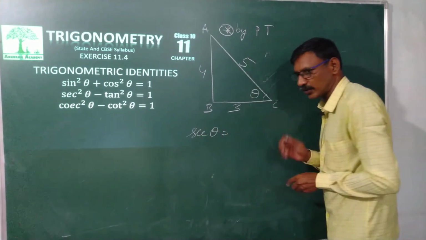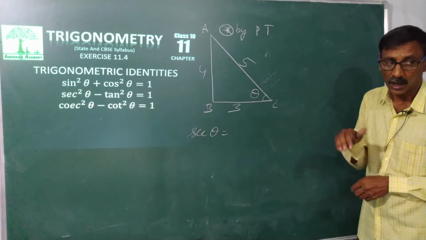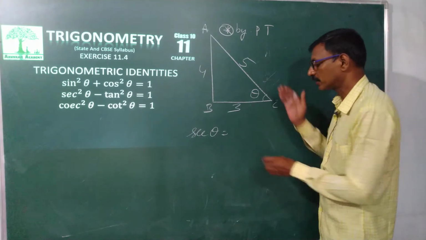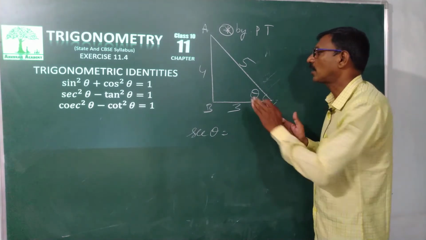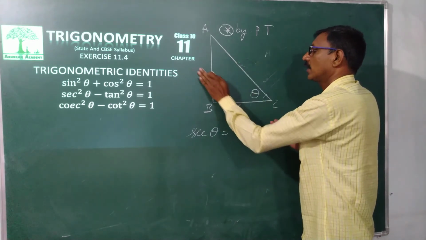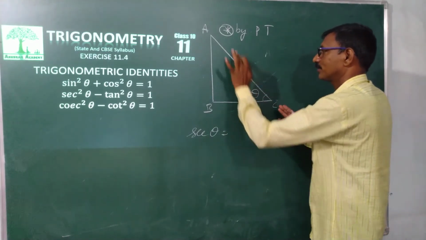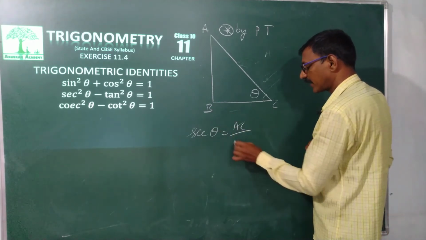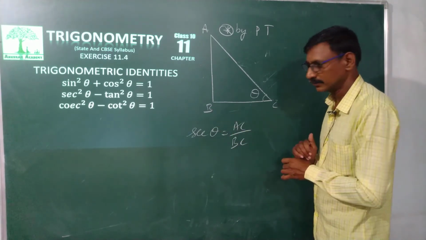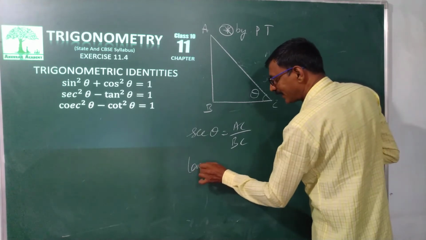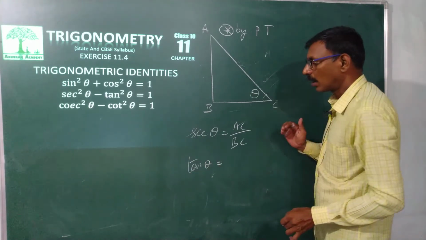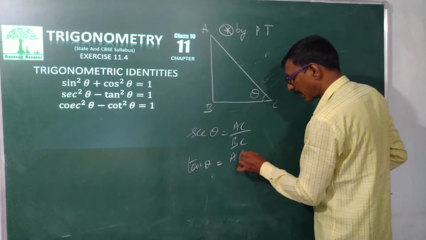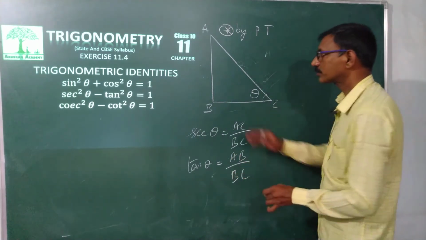Sec theta is equal to hypotenuse by adjacent. Here I would like to take the hypotenuse length AC by the adjacent side BC. And tan theta is equal to opposite side by adjacent side, AB by BC.